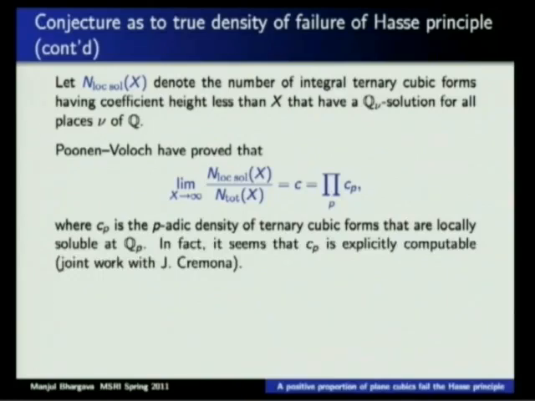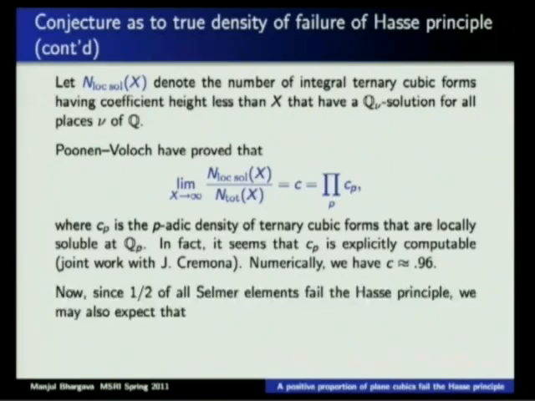And in fact, we think that C is explicitly computable. This is joint work with John Cremona, which we're just finishing. But numerically, you can work out what C is. And it turns out to be very large. So if you take a random ternary cubic, the chance that it has a local point everywhere is very high, 0.96. Okay, and that's actually a theorem. So most ternary cubic forms locally have a point everywhere.